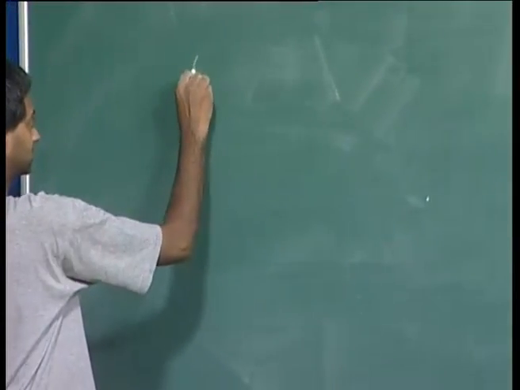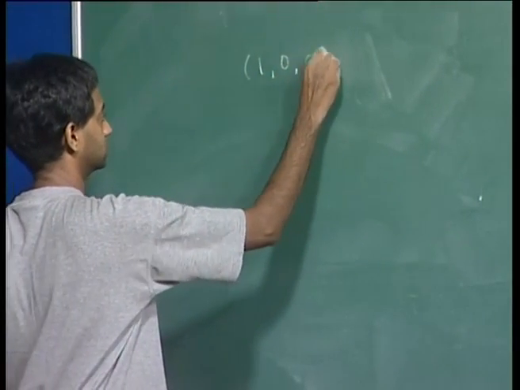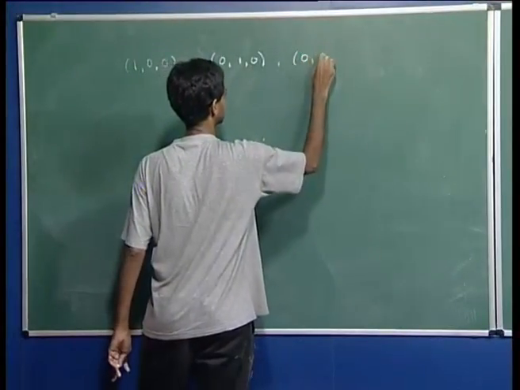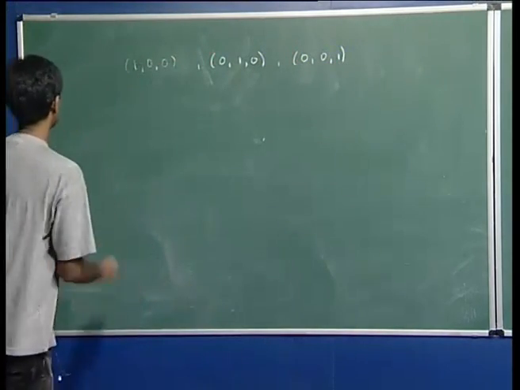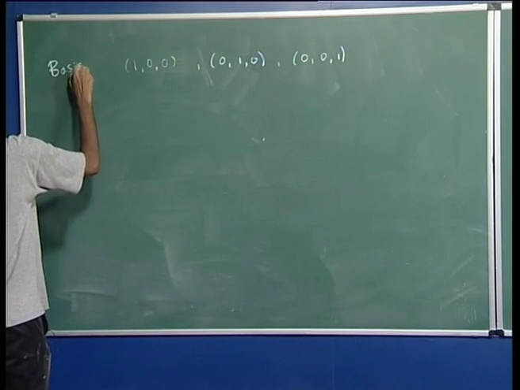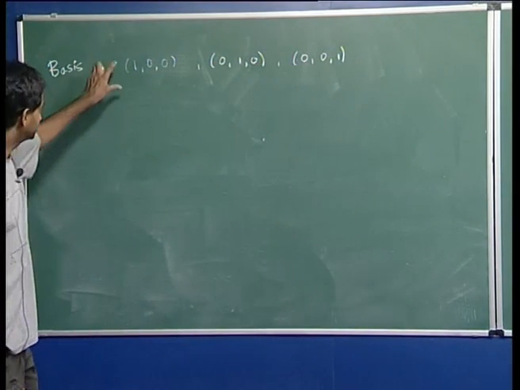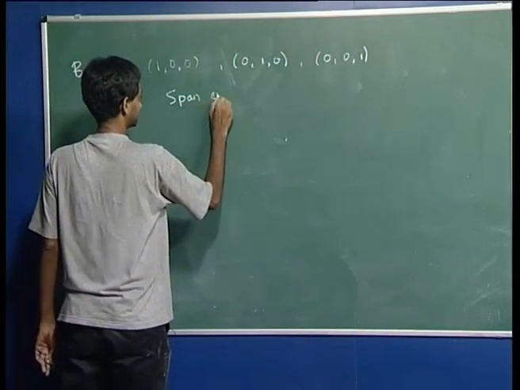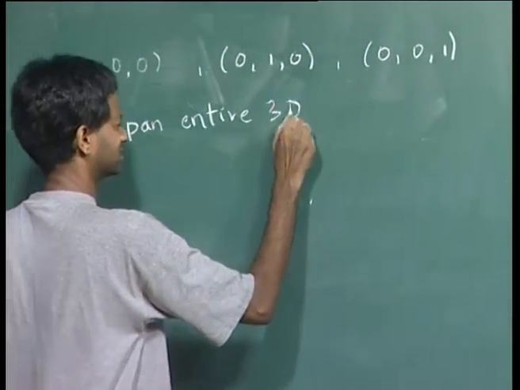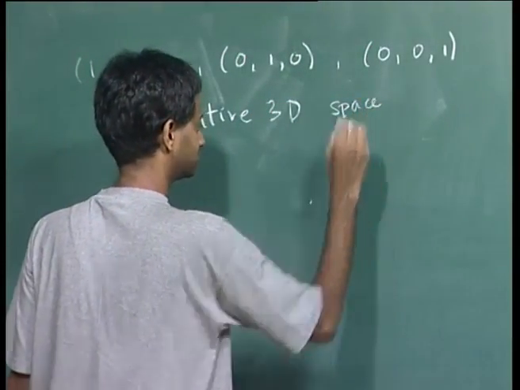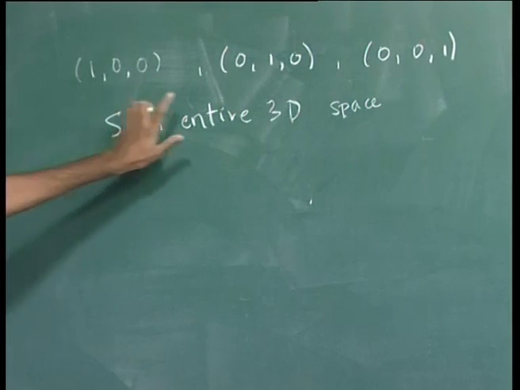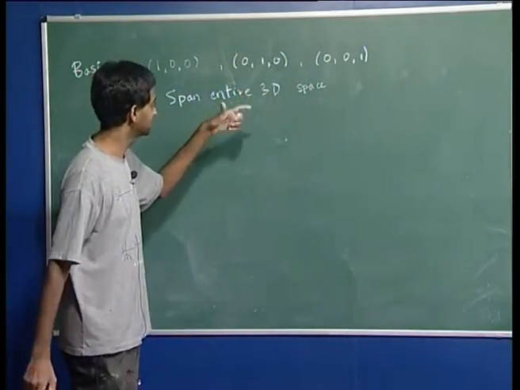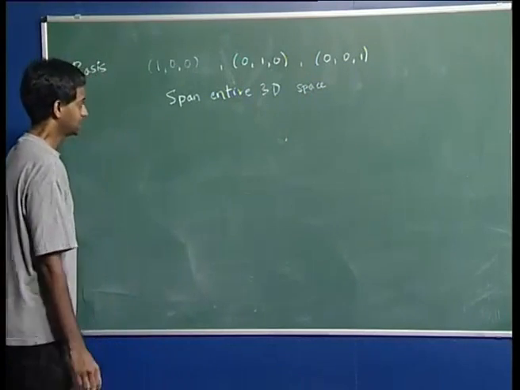Okay. So, we saw that the vectors 1 0 0, 0 1 0, 0 0 1 form a basis. So, these are the basis vectors, and these 3 vectors span the entire vector space. So, we say that they span the entire 3D space. Okay, so that means any vector in 3 dimensions can be written as a linear combination of these 3 vectors, and if you take all possible linear combinations of these 3 vectors, you will get all the vectors in the 3D space.